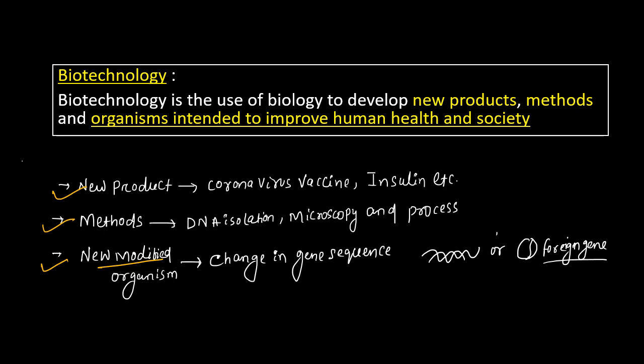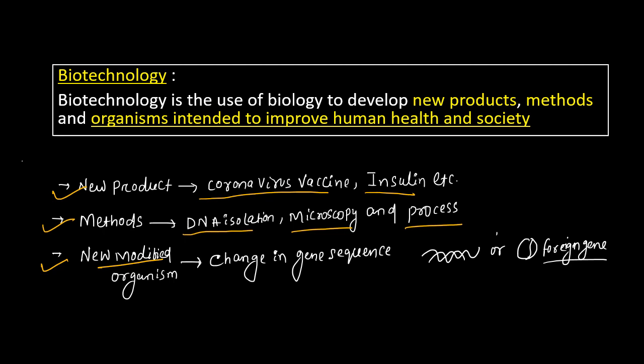So what are new products? New products are like, for example, the coronavirus vaccine and insulin. And the different methods are like DNA isolation, microscopy, and different processes through which we can work in biotechnology.